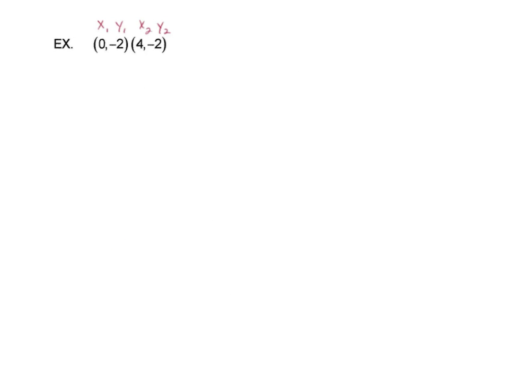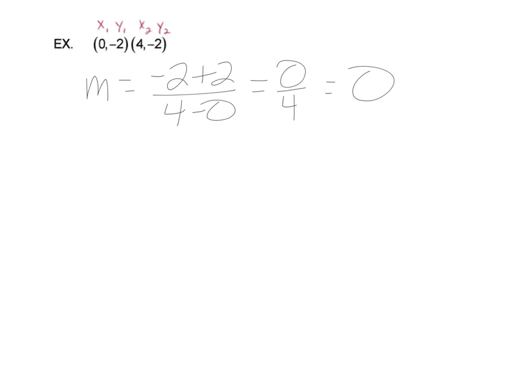Another one, and I've labeled my points, x1, y1, x2, y2, starting with the slope, y2 minus y1 over x2 minus x1. 0 over 4 is just 0 for my slope. Now point slope, y minus y1 equals m times x minus x1. On the right side, everything's just going to go away.